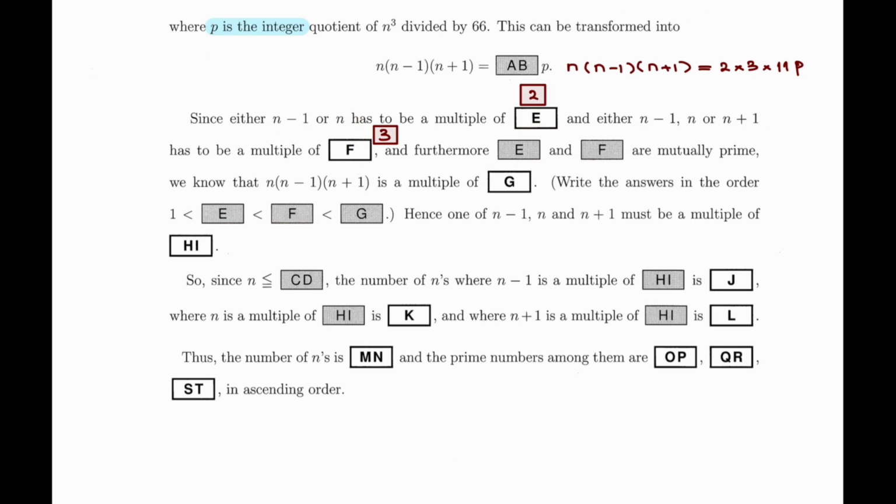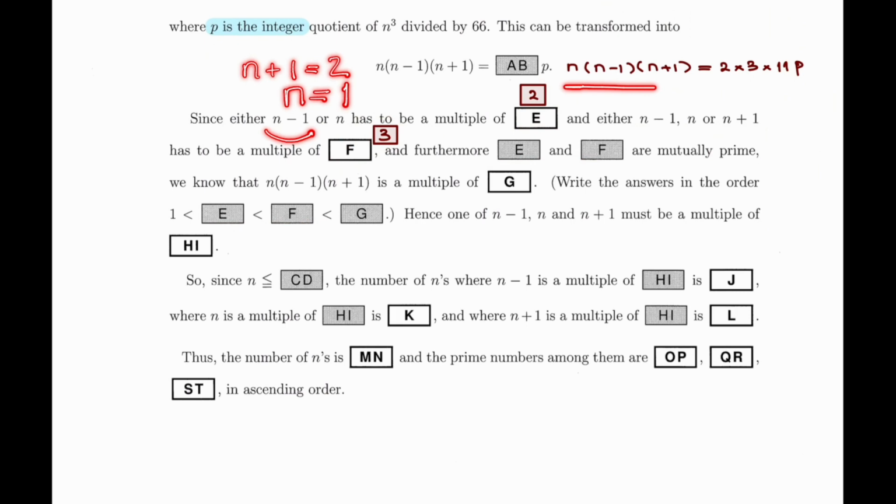By the way, if you think about why there is no n plus 1 here, it's because n plus 1 has to be a multiple of 3 instead of 2. Why? Because if n plus 1 is a multiple of 2, then n is equal to 1. When n equals 1, n minus 1 here becomes 0.